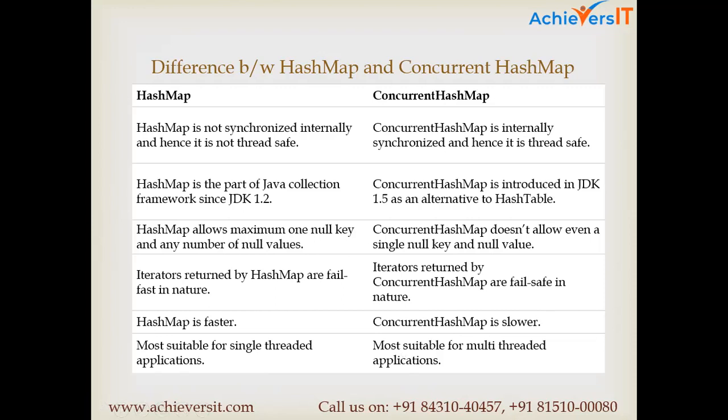One thing to understand: whichever concept is not synchronized, meaning not thread safe, those are always faster. When it comes to multi-threaded, thread safe, or synchronized, those are slower compared to non-thread-safe ones like HashMap, and ConcurrentHashMap is more suitable for multi-threaded applications. So these are the differences between HashMap and ConcurrentHashMap.